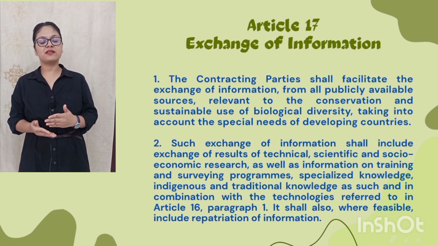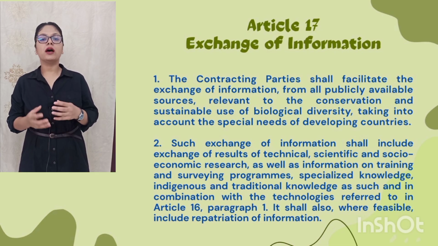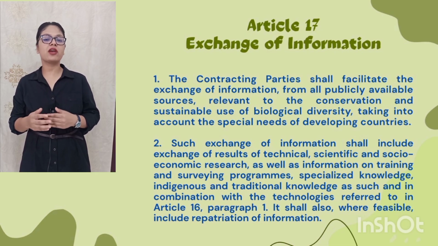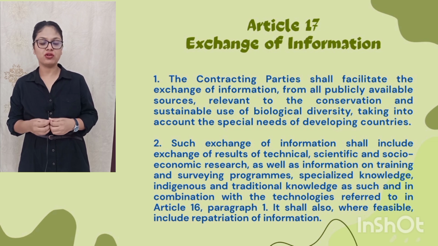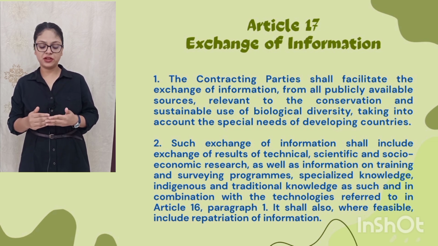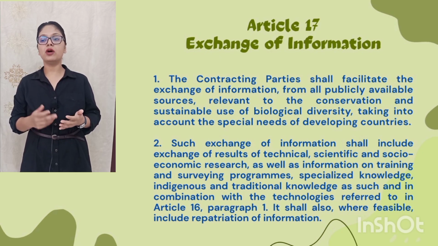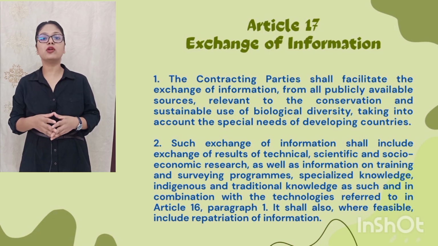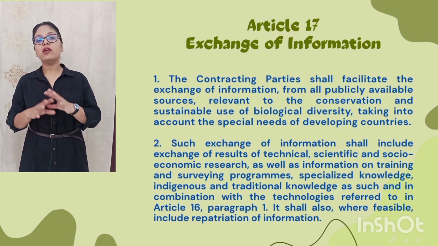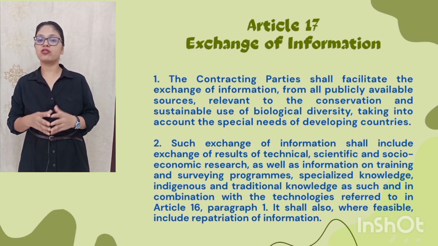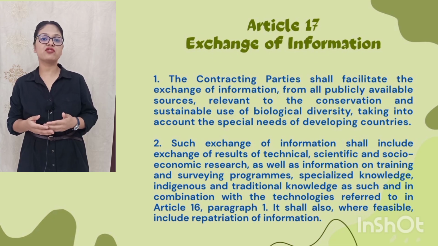Next provision is Article 17, which talks about exchange of information. Similar to Article 16, Article 17 also obligates the contracting states to exchange information with each other. Such information can be related to indigenous or traditional knowledge, specific knowledge, technical, scientific, social, or economic research, or it can be related to the conservation or sustainable use of biological diversity. If there is any information either gathered from public or private resources, it should be shared with other contracting states.